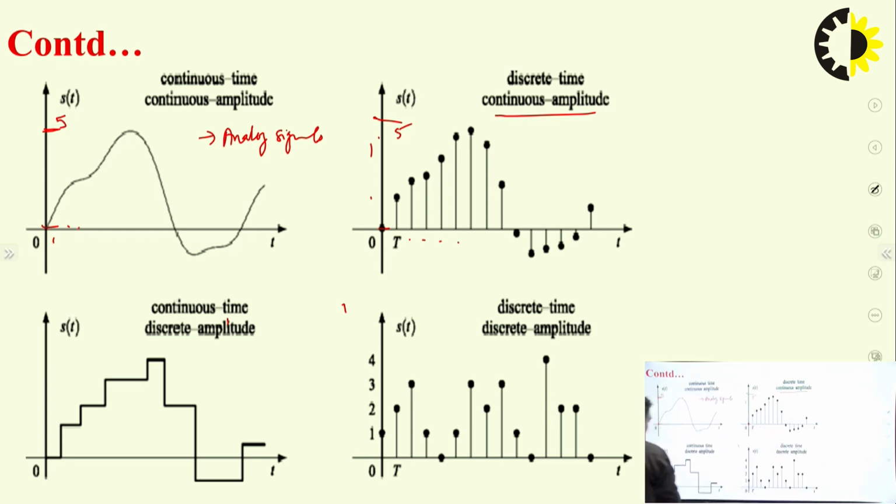The third type of signal is the continuous time discrete amplitude signal. You can see that this signal is continuous in time. For each and every time instant we have a magnitude value. So you can say this signal is continuous in time, but if we see the amplitude, then you can see that this.